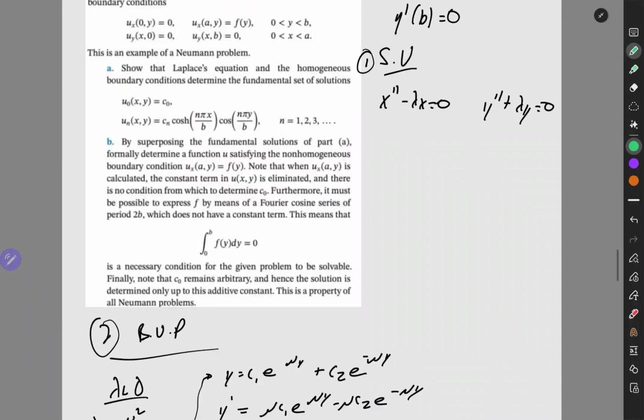Let's give it a read. By superposing the fundamental solutions of part A, formally determine a function u satisfying the non-homogeneous boundary condition, of course. We know how to do all that. Note that when u of x, a y is calculated, the constant term is eliminated.